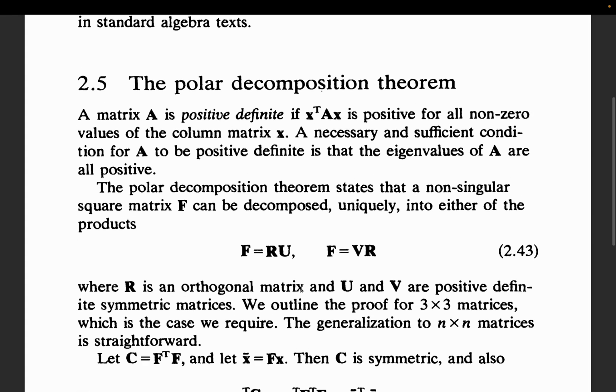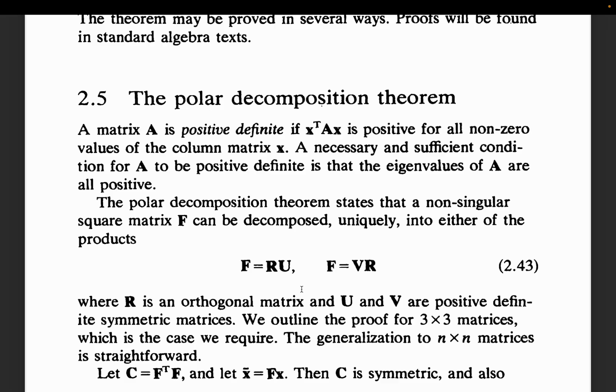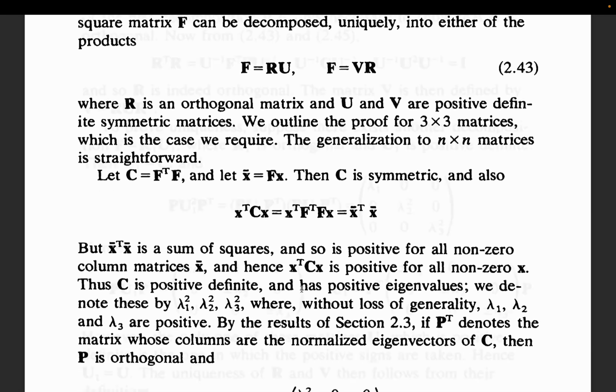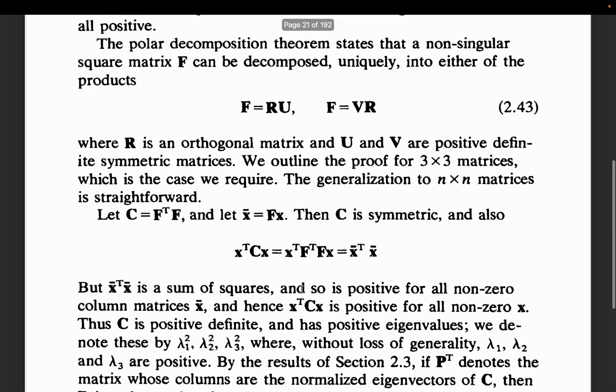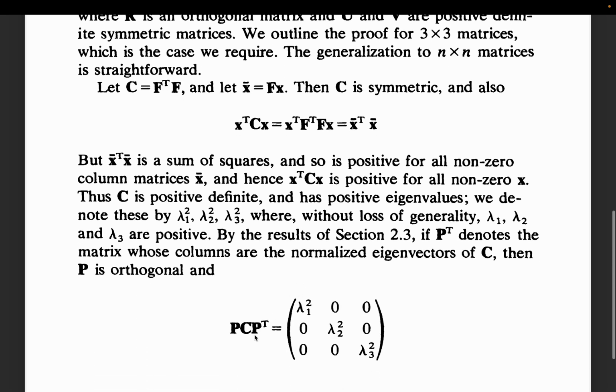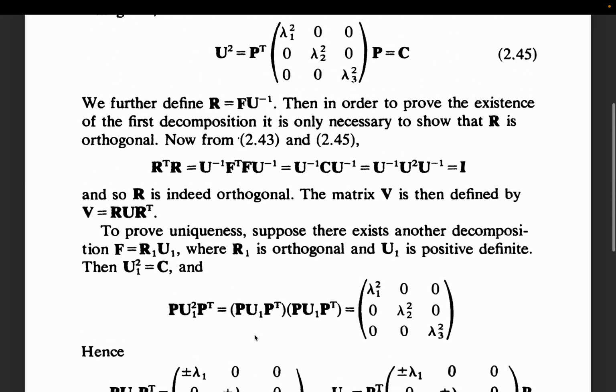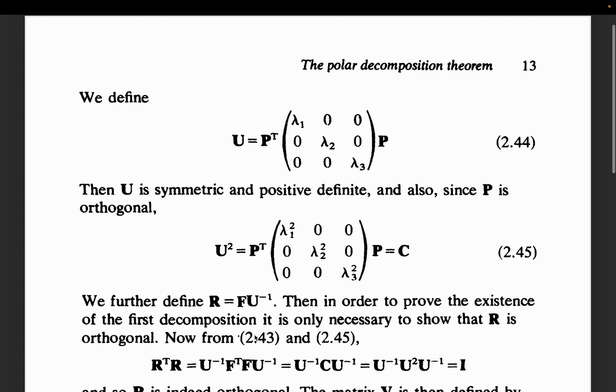So to do that, whatever matrix you have, here it is F, you construct F transpose F and then construct the corresponding P matrix for it, like what we did earlier to diagonalize. Now you have F transpose F as C, so you diagonalize, and you get the squares of the eigenvalues. So construct P, and with this P now construct U, and this U matrix is symmetric and positive definite.